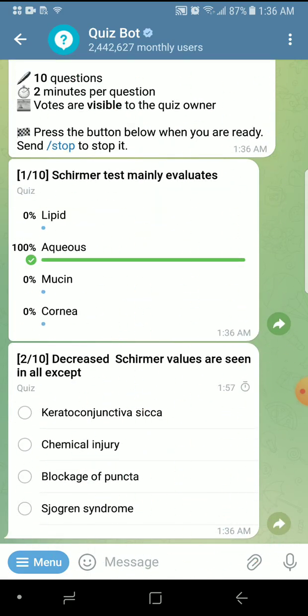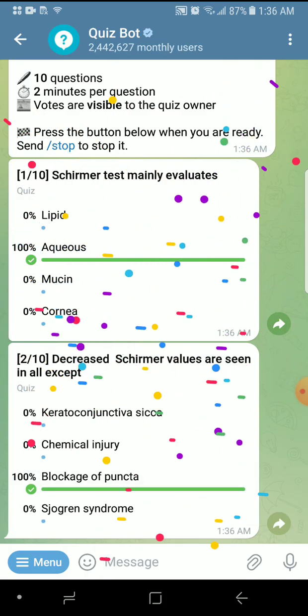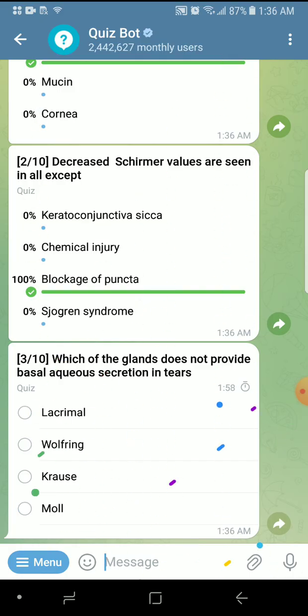Decreased Schirmer values are seen in dry eyes, like keratoconjunctivitis sicca. Chemical injury causes dry eyes. Sjogren's syndrome causes dry eyes. But if there is a blockage of puncta, there is more watering. It will cause increased watering, not dry eyes. Normal value of Schirmer test, you have to wait for 5 minutes. Normal value is more than 15. Severe dry eyes is less than 5.